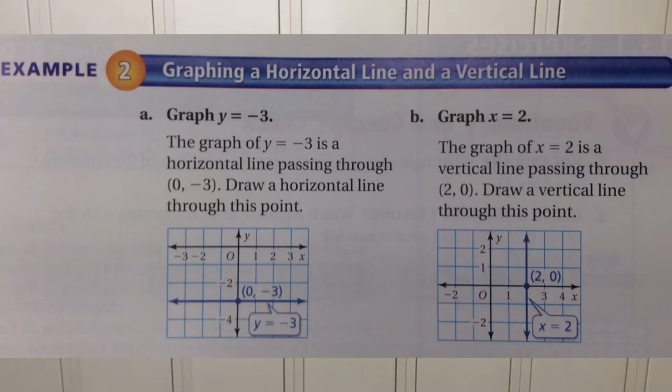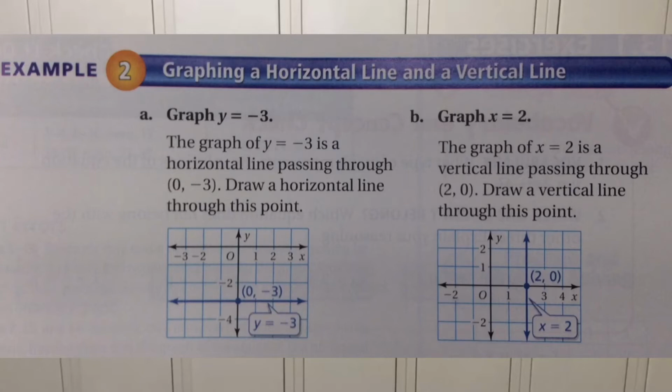Example 2 works through 2 such problems. Example 2a, graph y equals -3. The graph of y equals -3 is a horizontal line passing through (0, -3). So you just draw a horizontal line through that point. Remember, no matter what we put in for the x value, y would always equal -3.